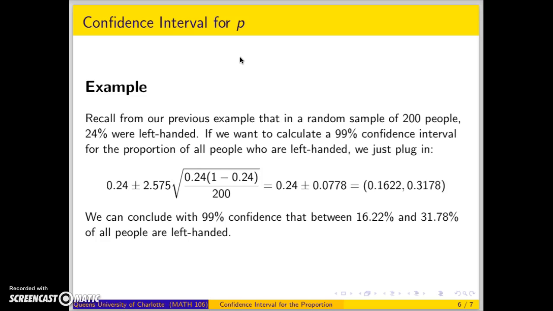So jumping to when we get to the intervals over here, to interpret them, the conclusion will be we are 99% confident that between 16.28% and 31.78% of all people are left-handed. Or you could also say that we are 99% confident that the population proportion is between 0.1622 and 0.3178. So just using these instead of putting them in percents.